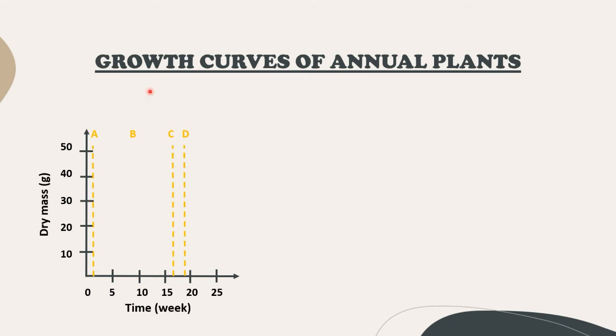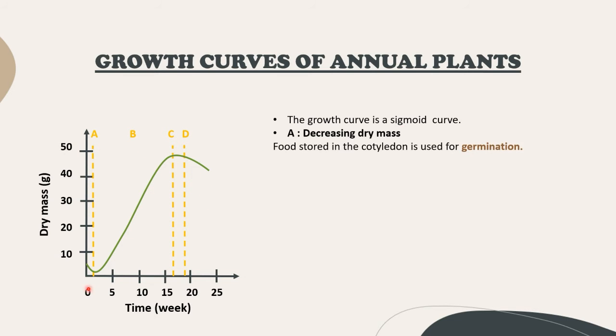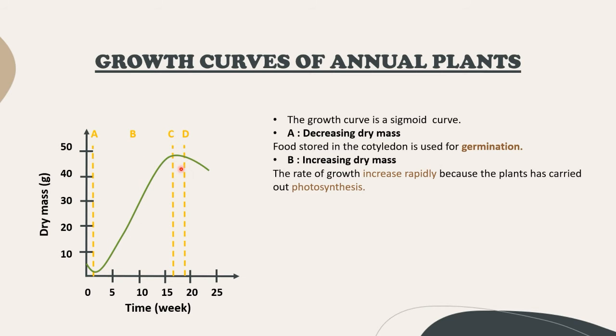Then we move on to growth curve of annual plants. As we can refer to the graph, the growth curve is a sigmoid curve. For A, the decrease in dry mass. During A, food stored in the cotyledon is used for germination. During B, increase in dry mass. The rate of growth increases rapidly because the plant has carried out photosynthesis.